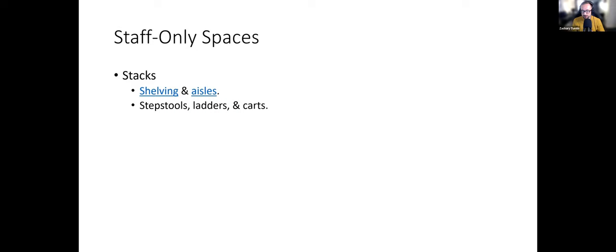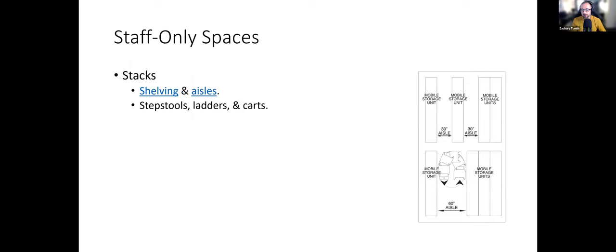Now, moving to staff-only spaces, starting with the stacks. How low and high is the shelving, meaning how low and high do you have to reach? And how wide are the aisles? And so here is a diagram that I actually found on the Space Saver website. They are a company that installs mobile storage units, and they actually have this page on ADA compliance. So what you're seeing is a wheelchair and having enough space for the wheelchair to make a complete 360 degree turn because of this 60 inch aisle.